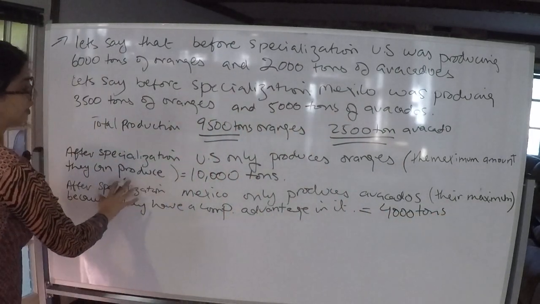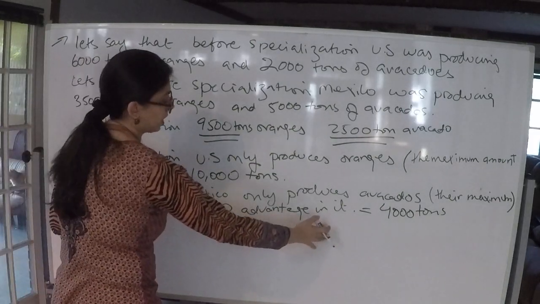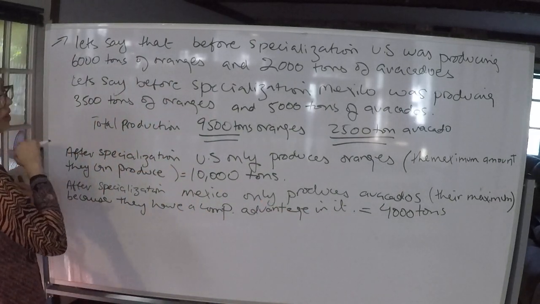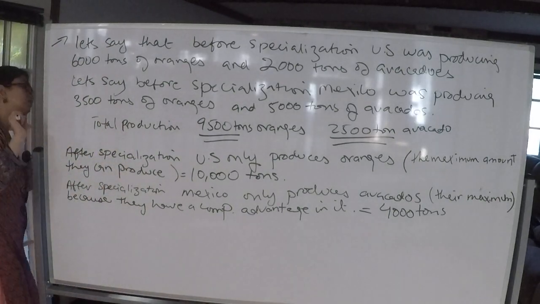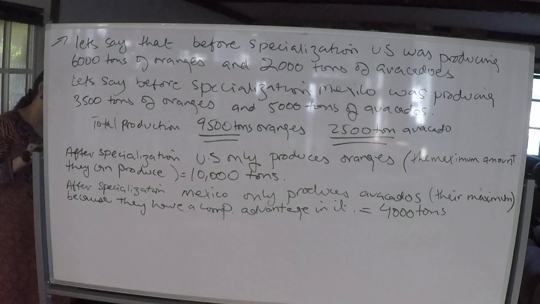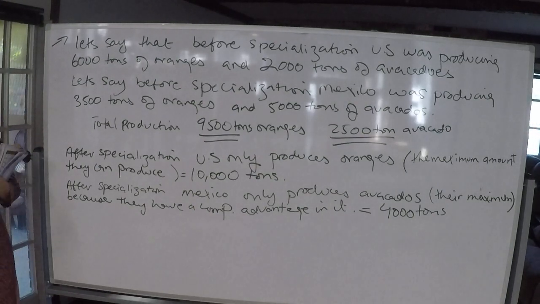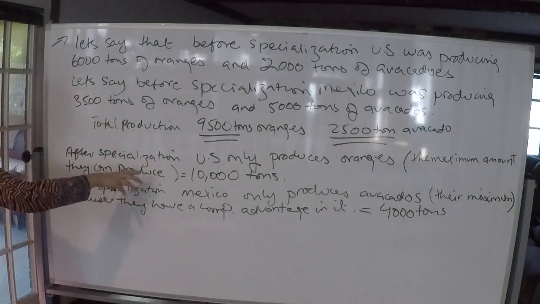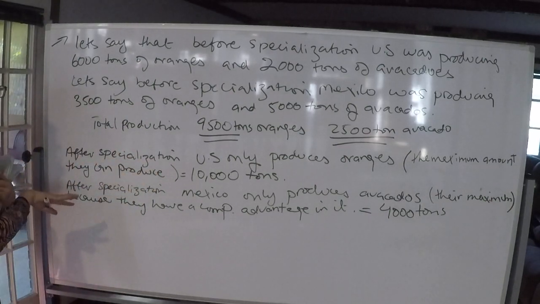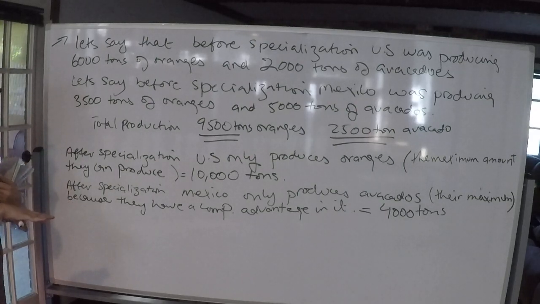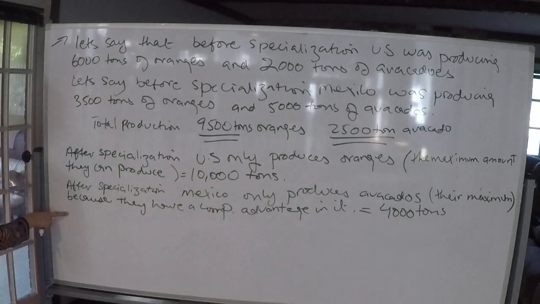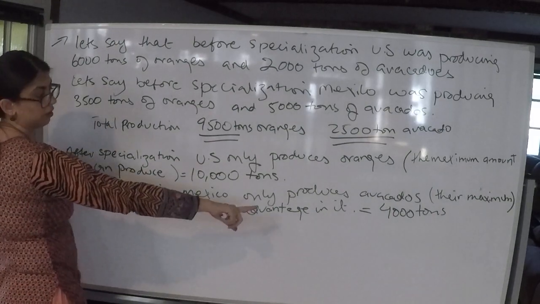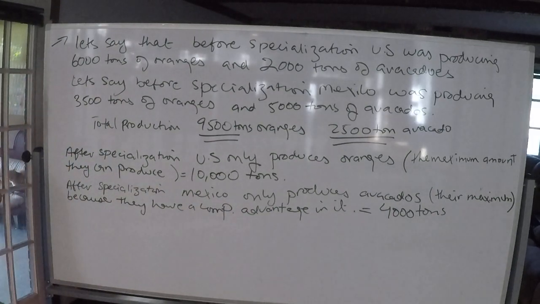So these maximum values, they were given in the questions, right? That in the beginning US can produce 10,000 tons of oranges or 5,000 tons of avocado. So that was given to you. So when they specialize, they're going to produce what they have a comparative advantage in, or the lower opportunity cost in, and they're going to produce their maximum amount of that. And Mexico will produce their maximum amount of what they have a comparative advantage in.